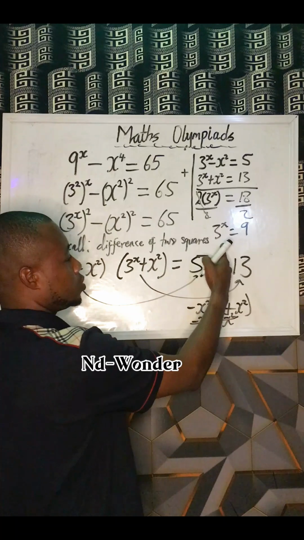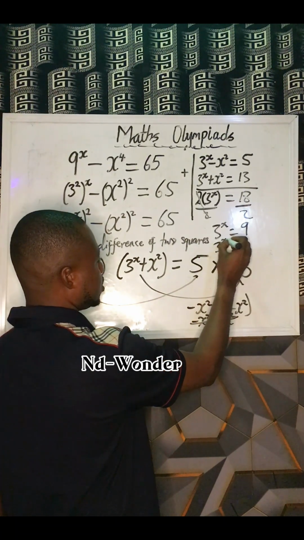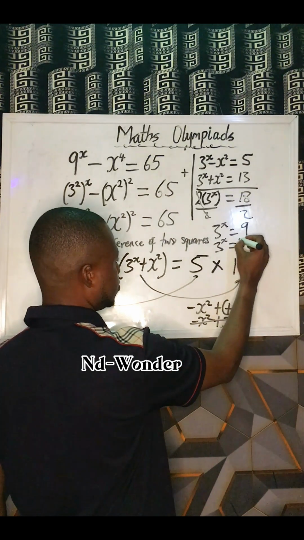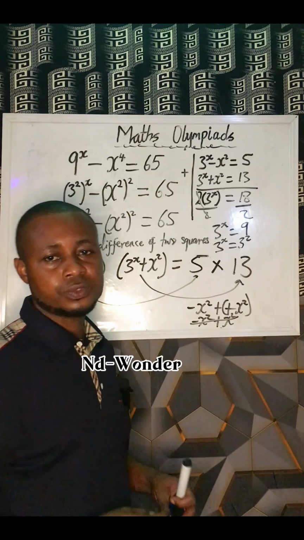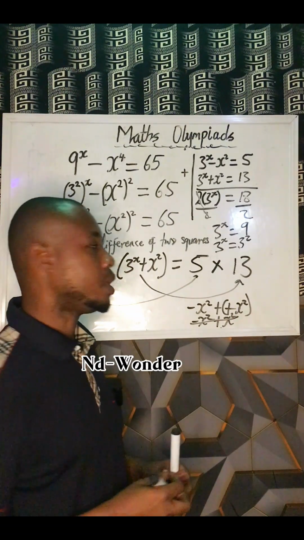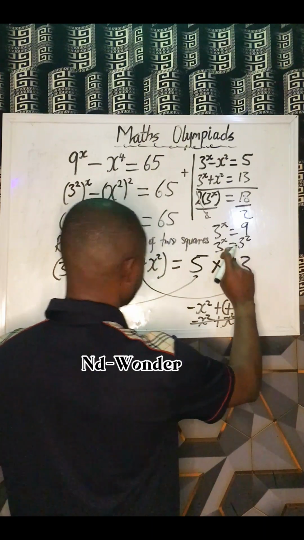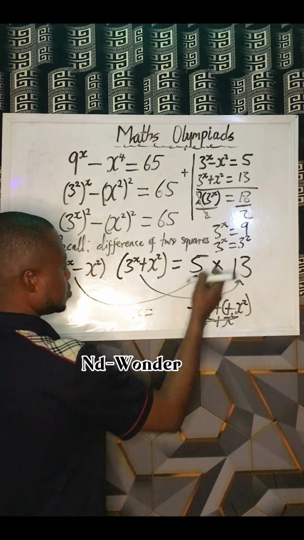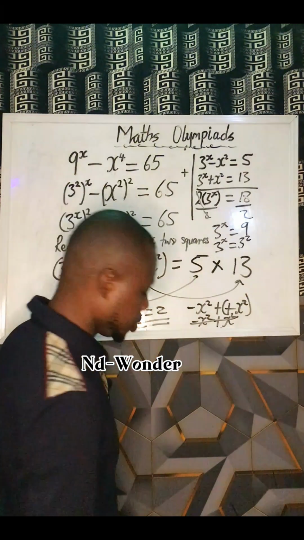So what do I do right here? I'll have 3 to the power x equal to, express this as 3 squared. That will be 3 raised to power 2. You know, when they have the same base, you equate the power. So what I have right here will be, finally, x is equal to 2. So that becomes the solution.